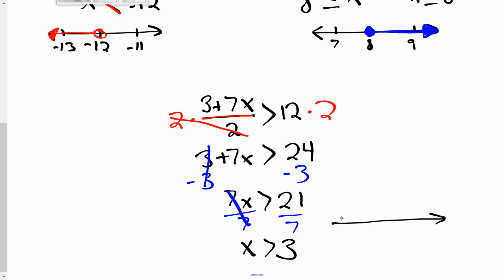Get your number line ready to graph these solutions. 2, 3, 4. It's going to be an open dot because of the greater than symbol, and greater means to go to the right. So anything bigger than 3, or to the right of 3, is a solution to this inequality.